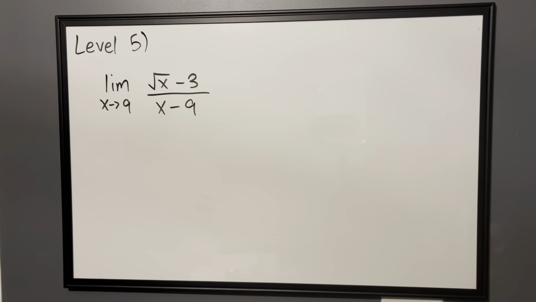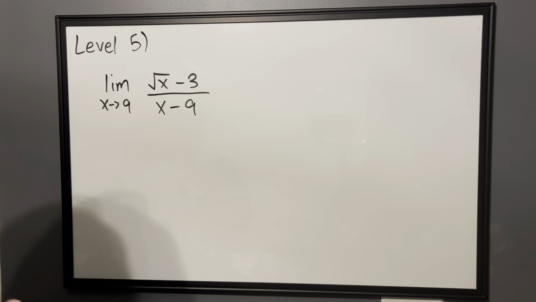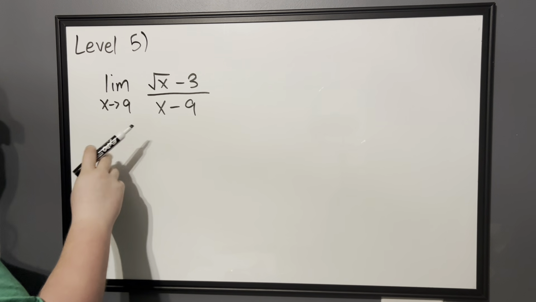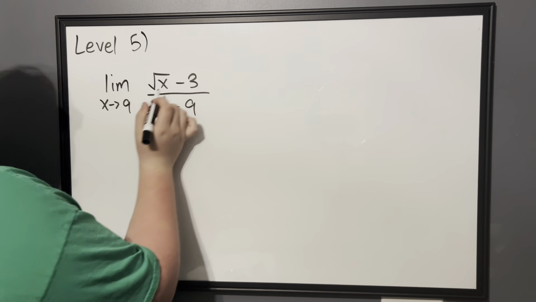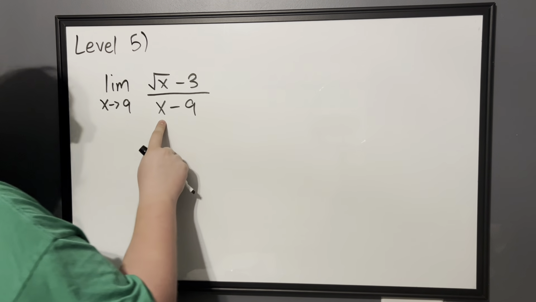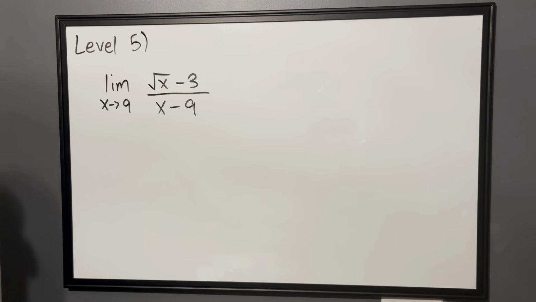All right, so here we have the limit as x goes to 9 of square root x minus 3 over x minus 9. Now, the trick for this one, we'll get there in just a second, but the first thing we need to do is plug in 9 to see what we get. When we plug in 9 up here, we get the square root of 9 minus 3, which is 3 minus 3, that's 0. And if we plug in 9 down here, we get 9 minus 9, which is 0. So we have 0 over 0, indeterminate. So we need to do a little bit of work with this.